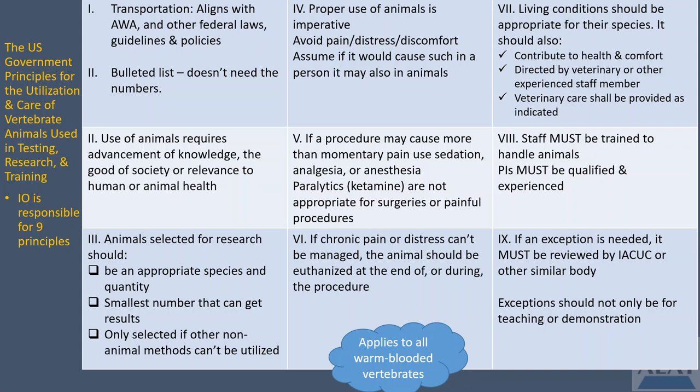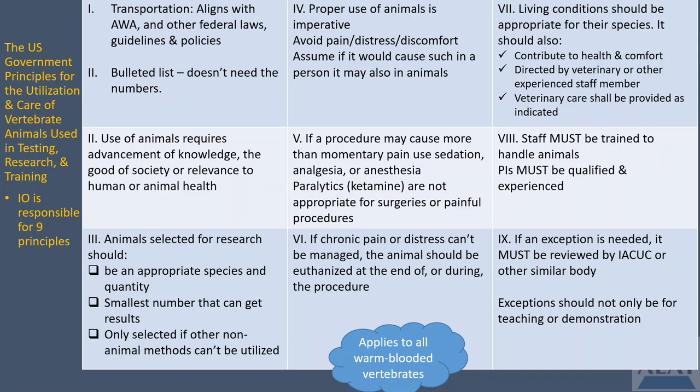Compliance. All procedures must comply with the Animal Welfare Act and other relevant regulations. Scientific relevance. Research must have a clear scientific purpose and benefit human or animal health or advance knowledge. Animal selection. Use the minimum number of animals and consider alternatives like simulations or in vitro methods. Minimizing pain and distress. Avoid or minimize discomfort and pain whenever possible.